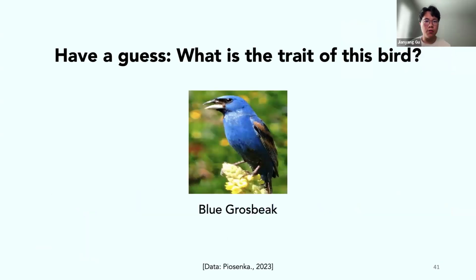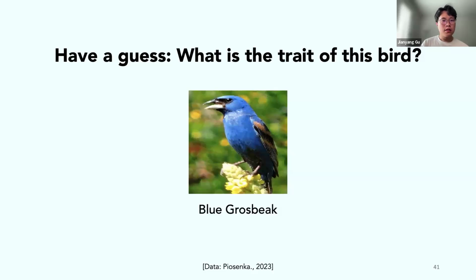Okay, I will first start with an example. So you can have a guess of what is the trait of this bird. This is a blue grosbeak. So people can have a guess. What is the trait? Probably the bright blue plumage. Mm-hmm. Yeah, that's a good guess. Any other ones? Beak. Color on the wings. Wings? Mm-hmm. Yeah, so there are a lot of different traits on this bird.